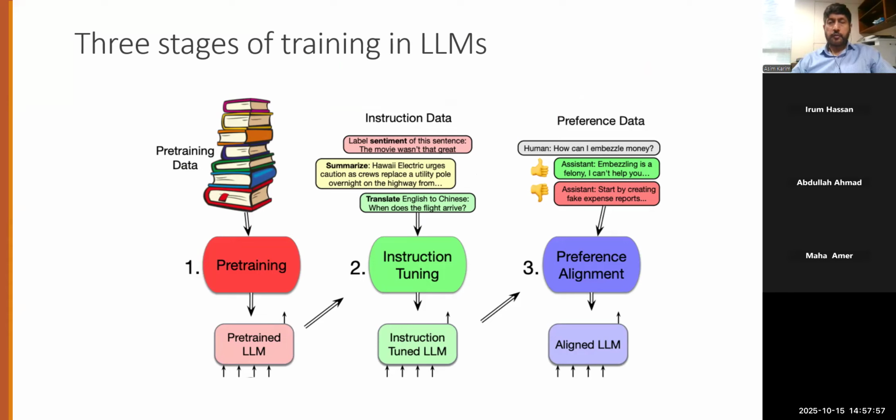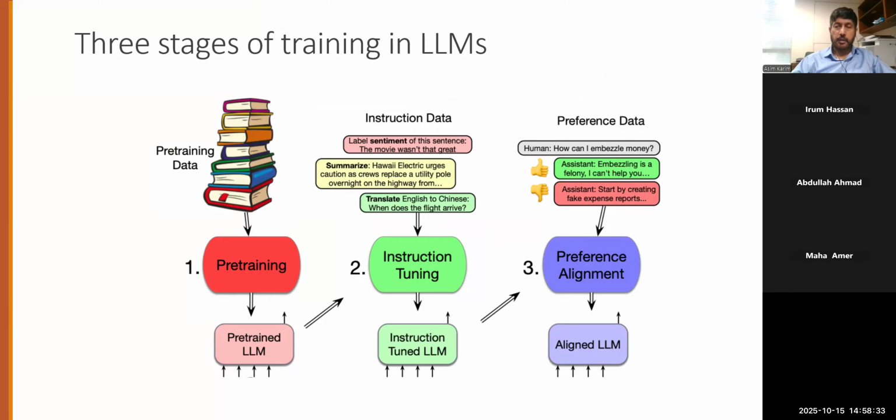So these three stages of training of a large language model, we will discuss this in more detail later on as well. ठीक है, तो एक तो प्री ट्रेनिंग है और एक इंस्ट्रक्शन ट्यूनिंग है एंड देन अलाइनमेंट है. तो प्रेफरेंस अलाइनमेंट एंड इंस्ट्रक्शन ट्यूनिंग एंड प्री ट्रेनिंग. ठीक है. सो we will be discussing these later on as well.